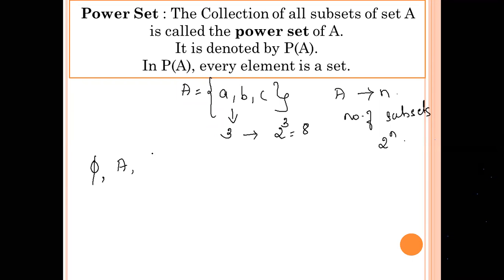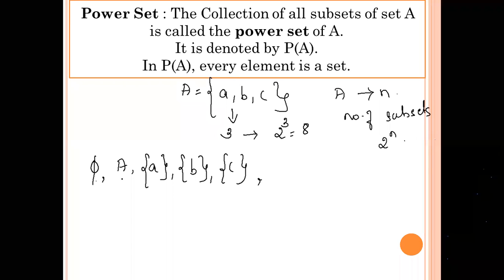Yes, good, you have the answer. One is singleton a, one is singleton b, one is singleton c. How many now? 1, 2, 3, 4, 5. Yes, good Karthik. But I need 3 more subsets. So what do you do? First you wrote the empty set, then set A, then a set for each single element. What else? You combine 2 elements and write a set, taking 2-element combinations. So it is a, b; b, c; c, a.